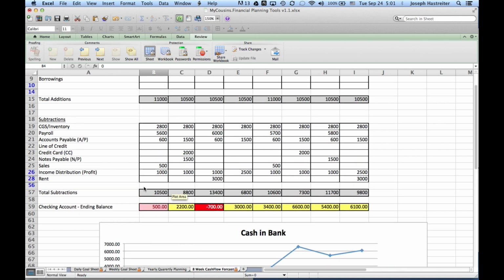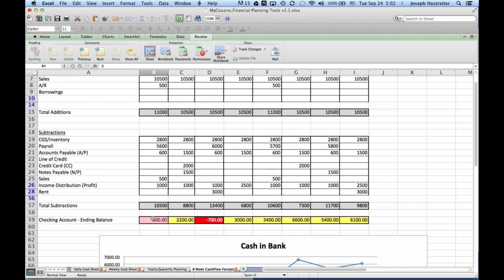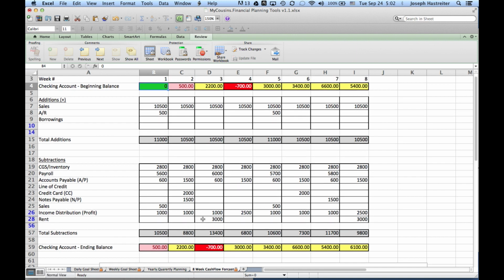Because obviously if we look at this, right now we have 1 week we're going to end at $500, and if something unexpected happened, that might not be as big of a cushion as we want, or maybe we know we're going to be fine. But we also know in week 3 we're going to go in the red, and we're probably going to see some overdraft notices or $35 late fees from the bank if we don't do something there.